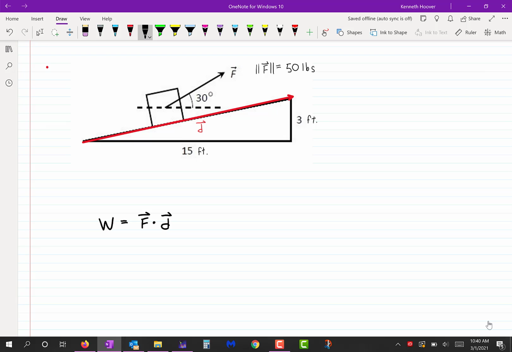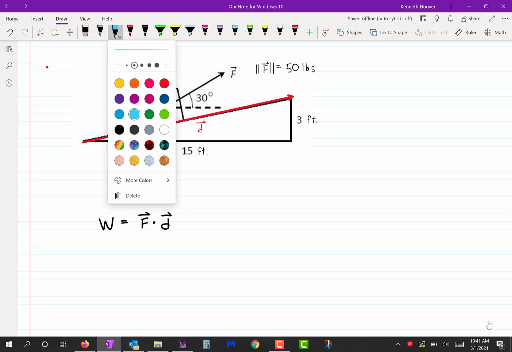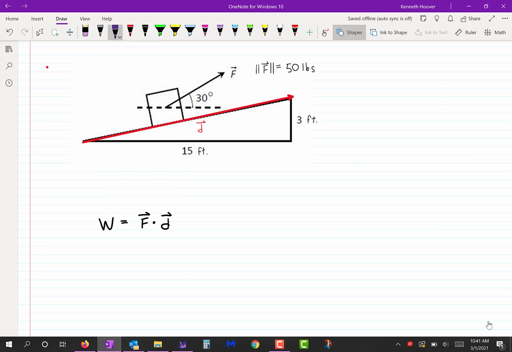Okay, so let's find F and D. Let's do D first, because D is super easy to find because it goes over to the right 15 and up 3. So let me show you something here. D is the sum of that vector plus this vector.